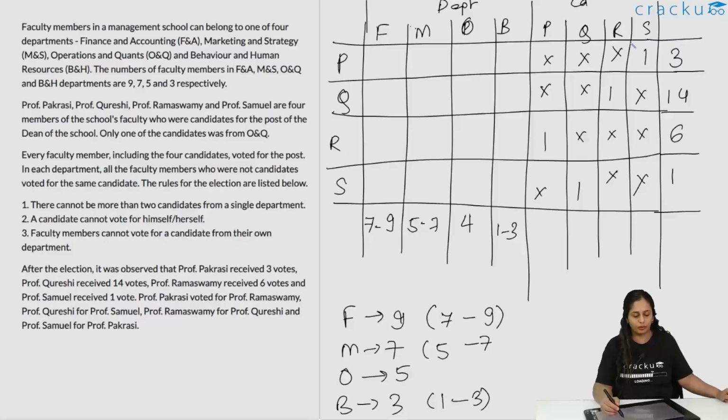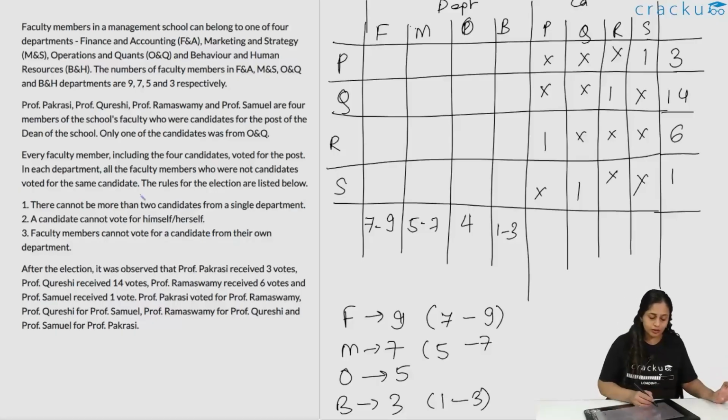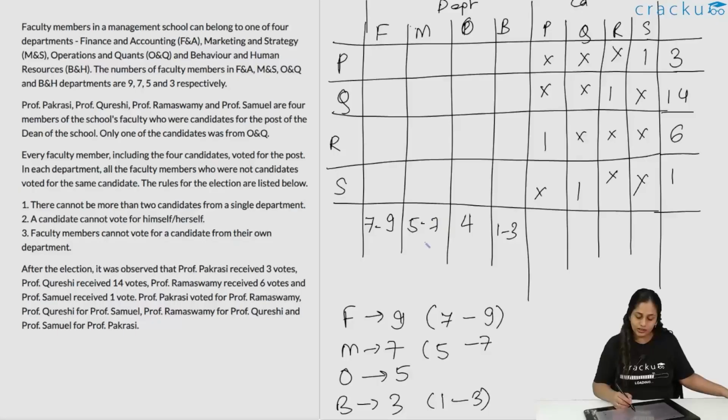We have been told who they have voted for. Faculty members cannot vote for a candidate from their own department. So if Pakrasi has voted for Samuel, or Samuel has voted for Pakrasi in this case, they are not from the same department. So this is something that I already know now. Now, we are also told that every faculty member, including the 4 candidates, voted for the post. In each department, all the faculty members who were not candidates voted for the same candidate, meaning all these 7 to 9 votes will go to one guy, all these 5 to 7 votes will go to one guy, all these 4 votes will go to one guy, all these 1 to 3 votes will go to one guy.